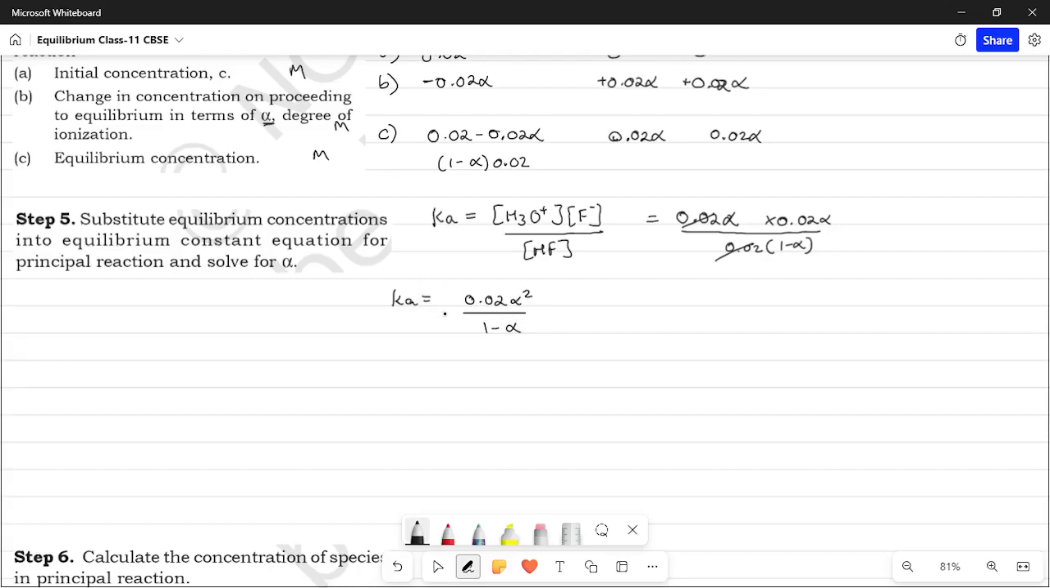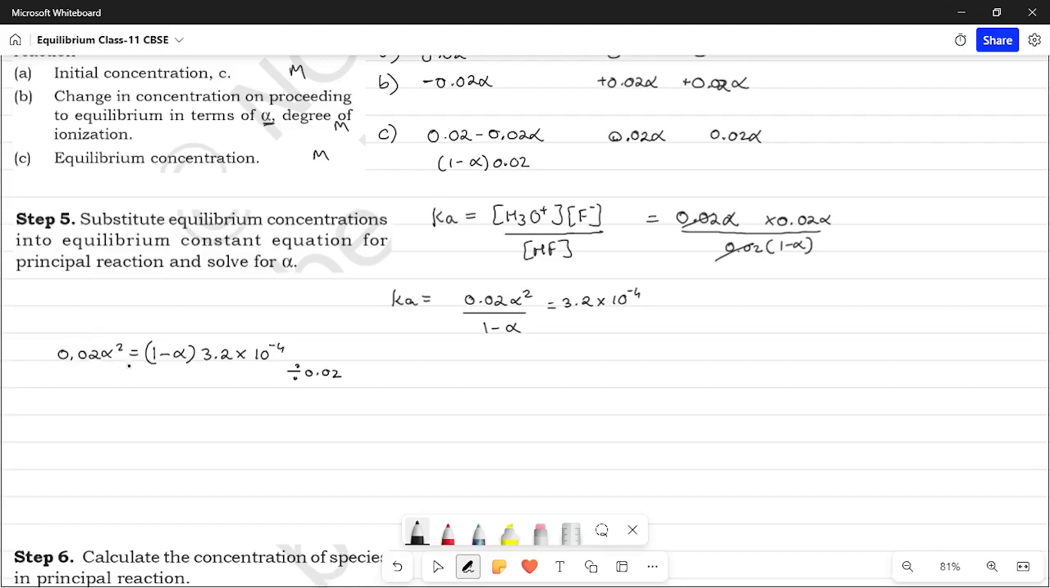Okay, now we know Ka has been given to us in the beginning of this question, right? Ka equals 3.2 into 10 to the power minus 4. Okay, so we'll have to solve for alpha. That's what we're going to do right now. So let's simplify this further. So 0.02 alpha square equals 1 minus alpha into 3.2 into 10 to the power minus 4. Now let's divide this whole equation by 0.02. The reason I'm doing that is to eliminate this guy.